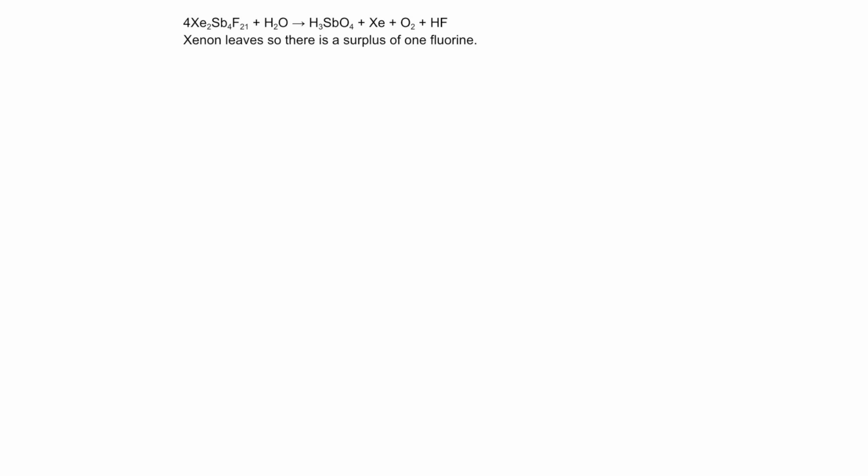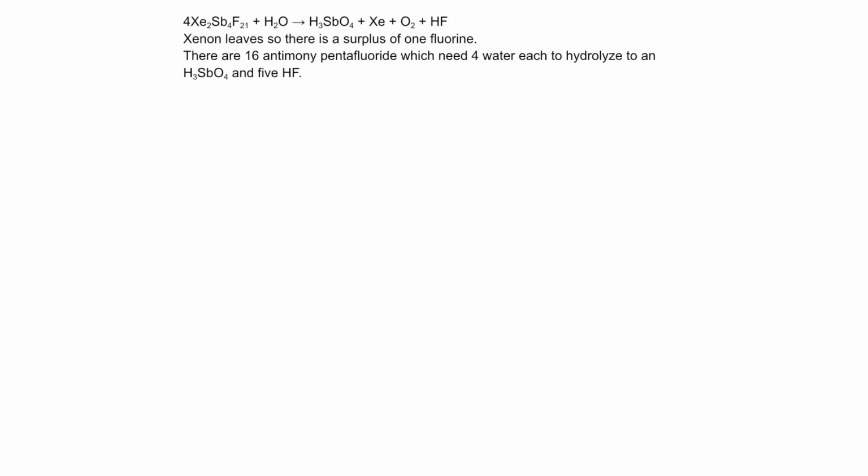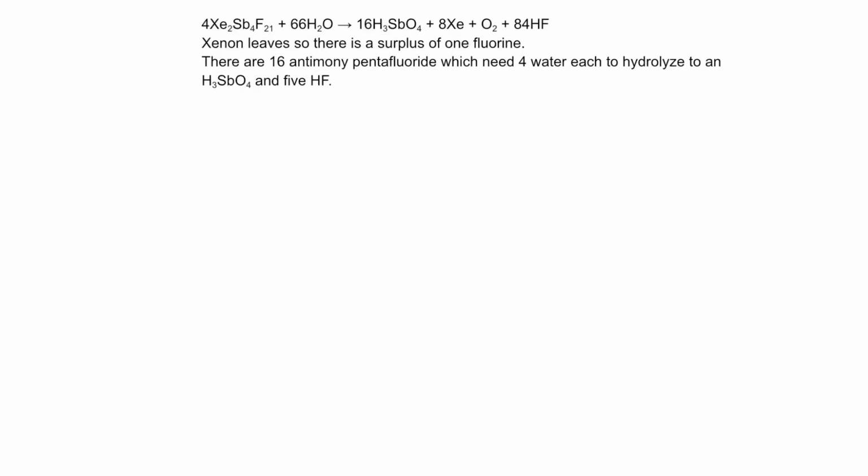So that means we have to multiply it by 4, because when fluorine reacts with water, you need 4 fluorine atoms or 2 fluorine molecules. And now that the xenon and extra fluorine have left, we're left with 16 antimony pentafluorides, which each need 4 water to hydrolyze fully. So we need 64 extra water. And don't forget, the extra fluorine needs 2 water to react with, because it will make 4 hydrogen fluoride and 1 oxygen molecule.